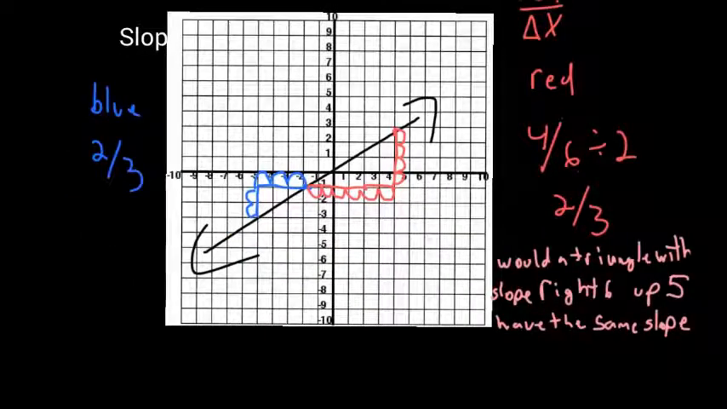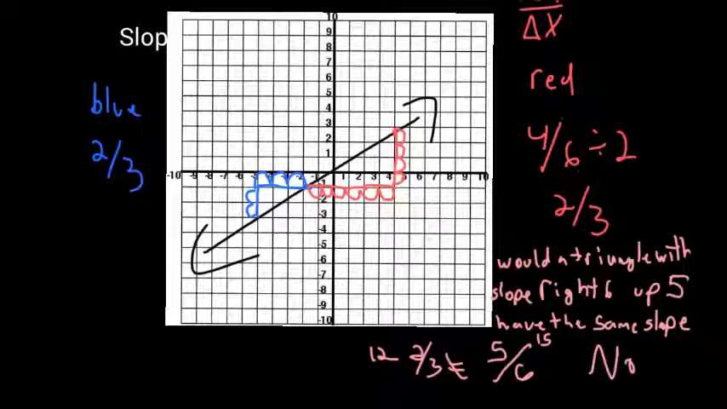Alright, so one more related to this. So would a triangle with a slope of right 6, up 5 have the same slope? So if we write that, our change in y, which is our up or down, is 5 over our change in x, which is 6. So is 5/6 the same as 2/3? Well, let's compare those two. So 3 times 5 is 15, 6 times 2 is 12. These are not the same, so no, they would not have the same slope.